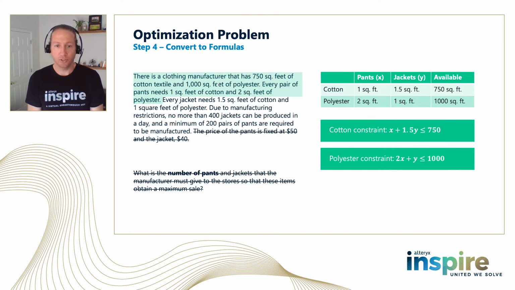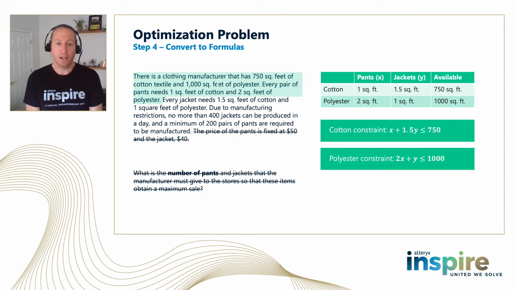Our polyester constraint is 2X plus Y less than or equal to 1,000. With our polyester line in the chart above, we can do the exact same thing. For every X, pants, we take 2 square feet. For every Y, jacket, we take 1 square foot. Add the two together, and that has to be less than or equal to 1,000 square feet, because that's all the polyester we have.